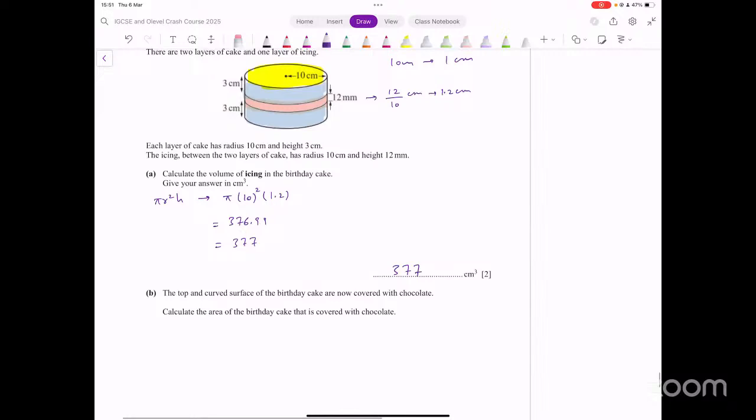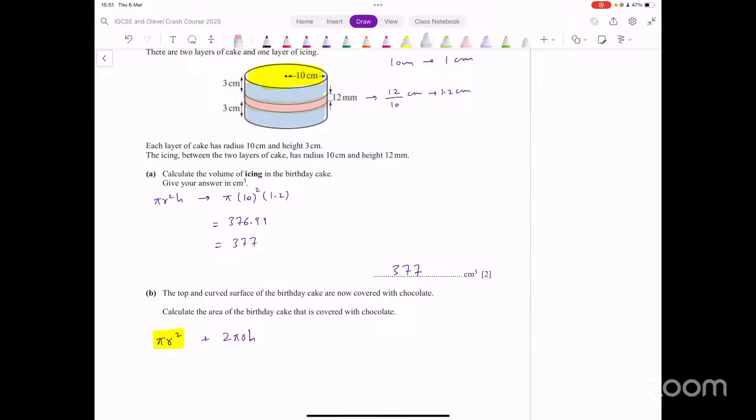Now we have a circular top. What's the area of that circular top going to be? Pi r squared. That's the area of this yellow part, plus this curved surface area. What's the formula for curved surface area? It's 2 pi r h for a cylinder, right? That's the area of the curved surface on the side.